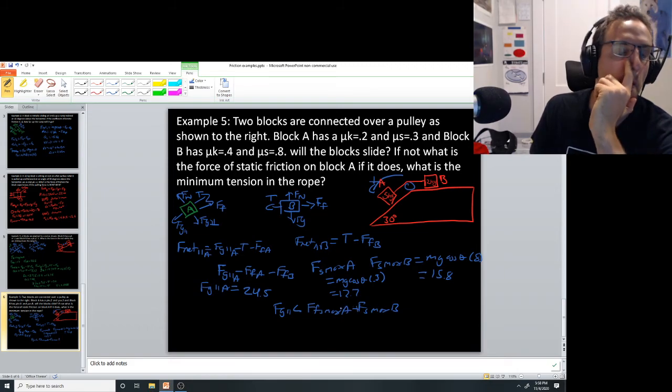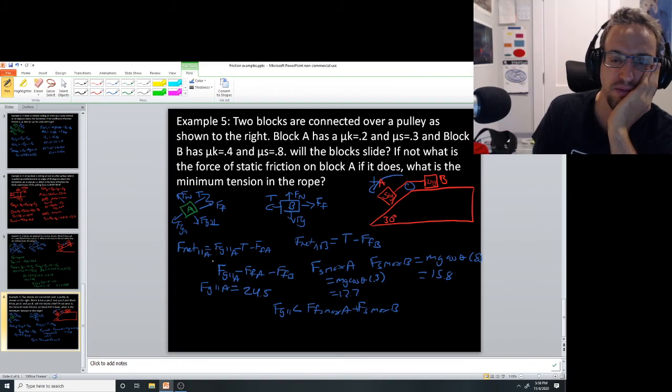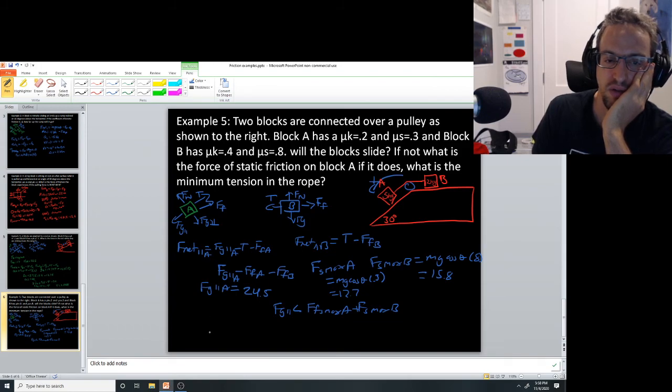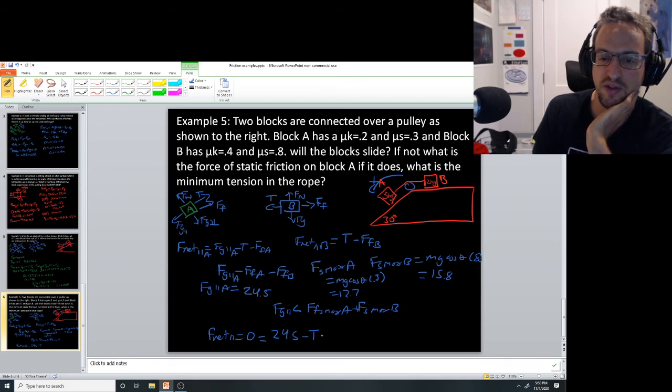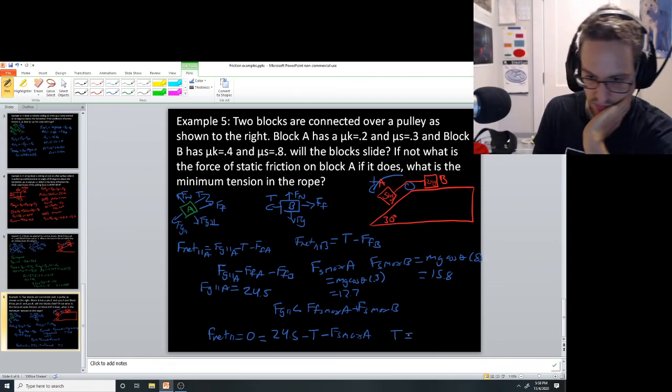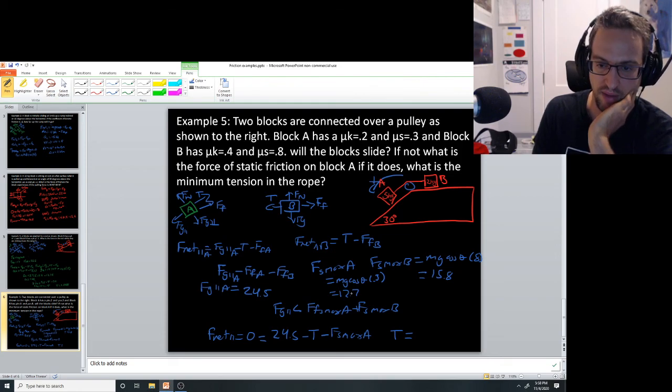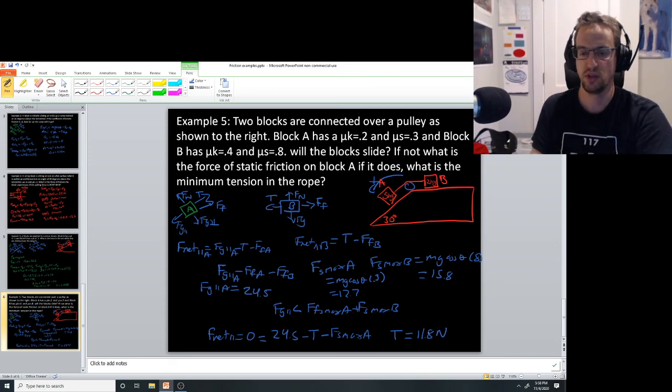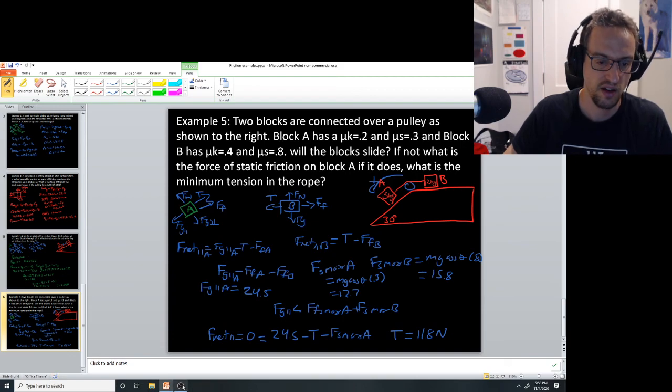All right, so what is the minimum tension in the rope then? So we can go to A here, because A is the one that basically has to be stopped the most, right? So F net equals 0. That's equal to 24.5 minus the tension. And if we want the minimum tension, that means you have to have the maximum force of static friction here. That's Fs max A. And if we do that, we should get the tension is equal to that minus 12.7, which is 11.8 newtons. Whew, that's a lot. All right, stop there.